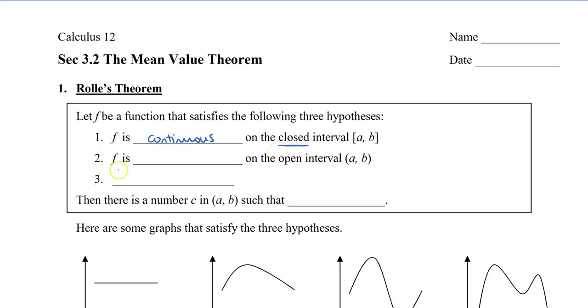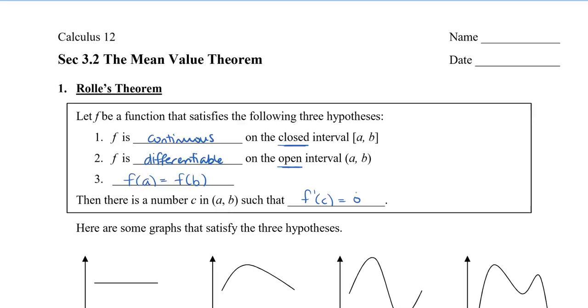Number two, f is differentiable on the open interval (a, b). And then number three, f(a) equals f(b). This means that when I plug in the values for a and b, they give the same y value. If all three of these conditions are satisfied, then there's going to be a number c between a and b such that f'(c) is equal to 0. Meaning that if I find the derivative at c, then that derivative is 0.